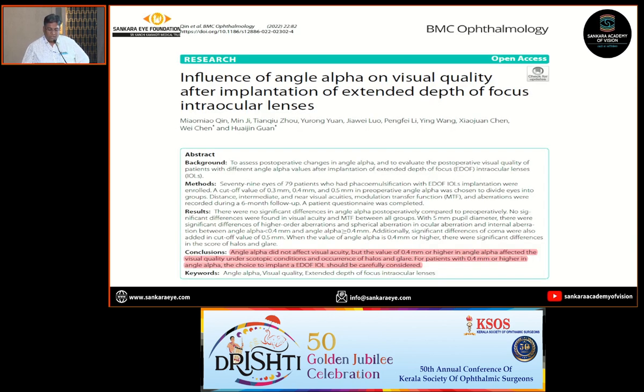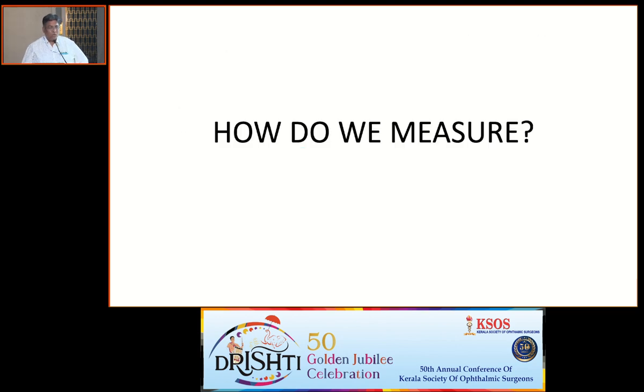Now, this was a study where they looked at the influence of angle alpha on visual quality before implanting an extended depth of focus lens, and it was clearly seen that up to 0.4 millimeters, there was not much of a problem in the visual quality. But in patients who had an angle of more than 0.4 millimeters, it led to more occurrence of halos, glare and photic phenomena, and hence these patients should not be considered for multifocals. And how do we measure it?